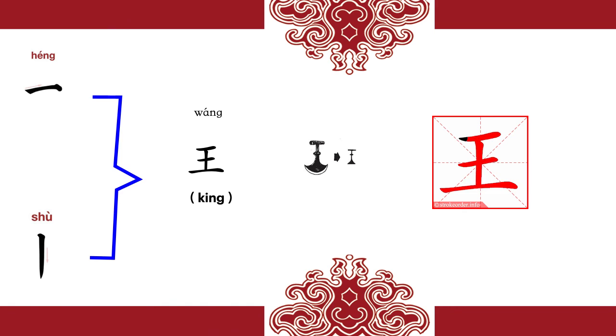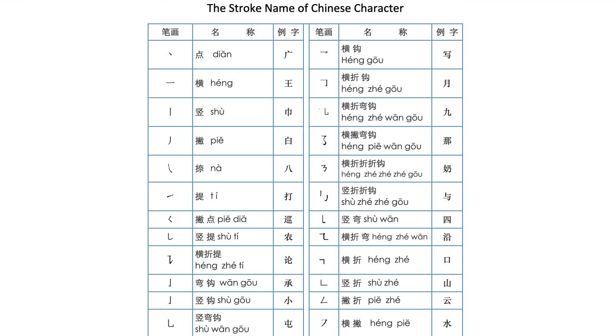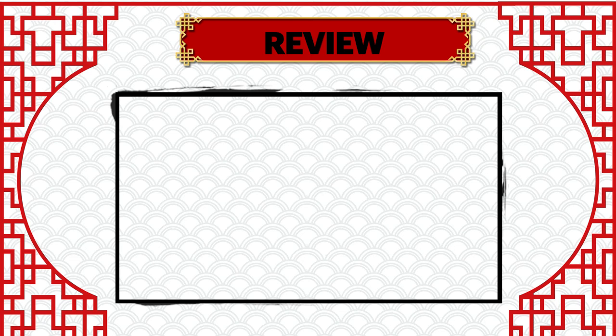Okay, time to review. In this lesson, we learned the concept of strokes, the two basic strokes, heng and shu. Yes, we also learned characters. Do you remember them? We learned 1, 2, 3, 10, gong, work or tool, and wang, king or power. Do you remember them? I hope so.